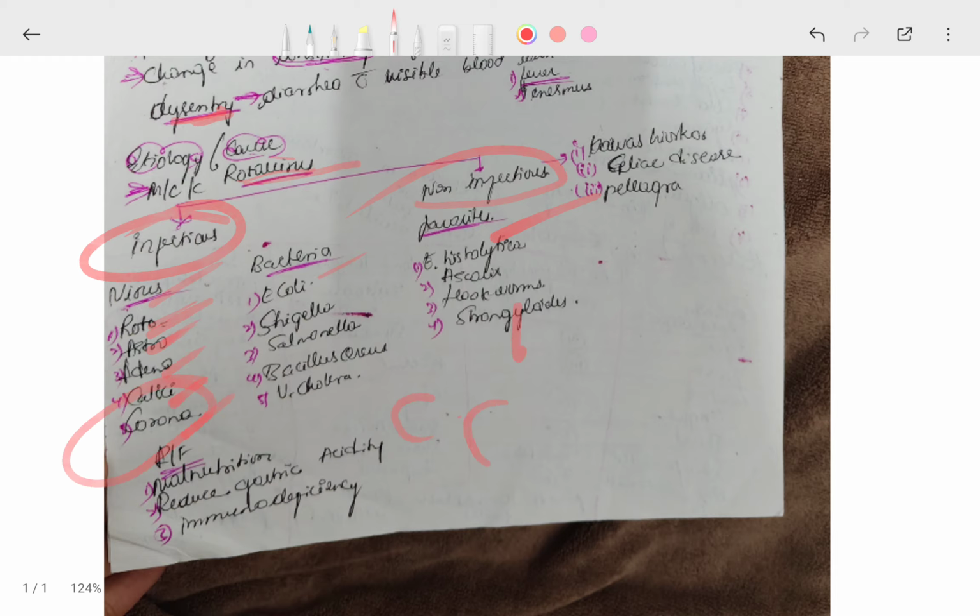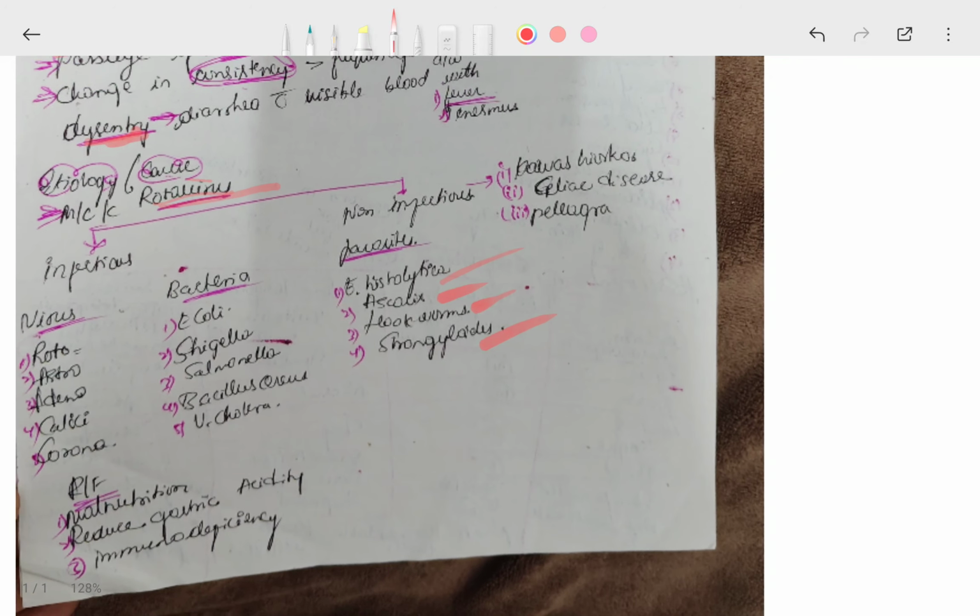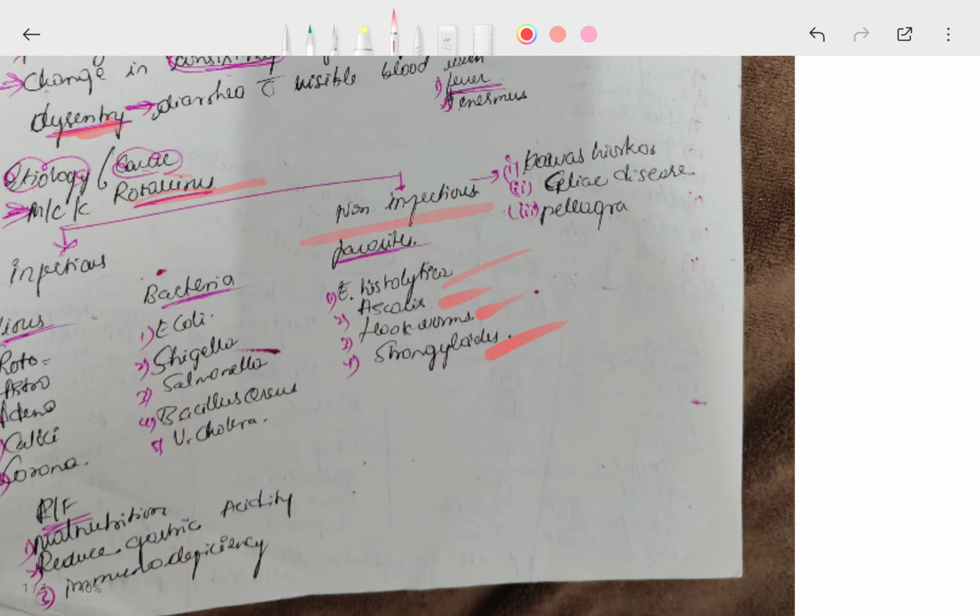And it can be a bacterial cause. Bacterial causes may be E. coli, Shigella, Salmonella, Vibrio cholerae, and Bacillus cereus. These are bacterial organisms which cause acute diarrhea. Coming to the parasites, we have Entamoeba histolytica, Ascaris, hookworm, Strongyloides, roundworm, tapeworm, all those you can write.